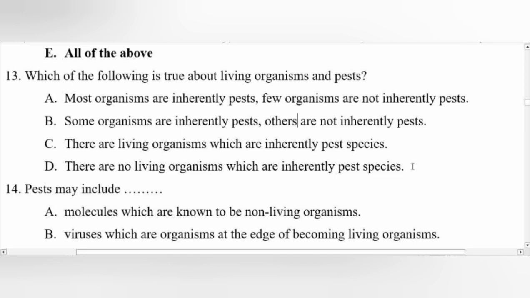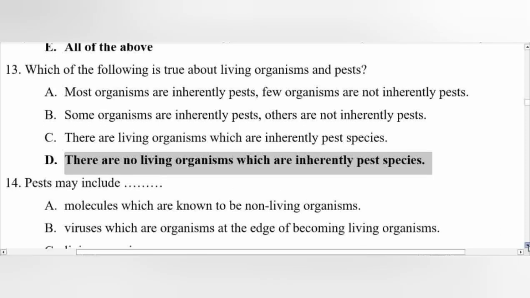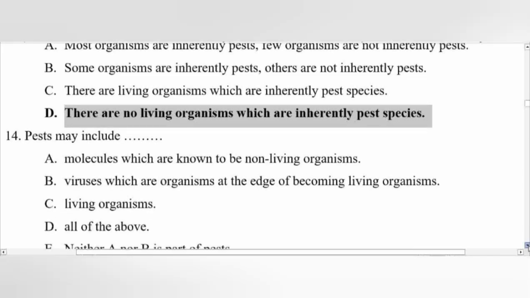Okay, so which one is our best answer? It should be D. There are no living organisms which are inherently pest species. That should be our best shot for question number 13.